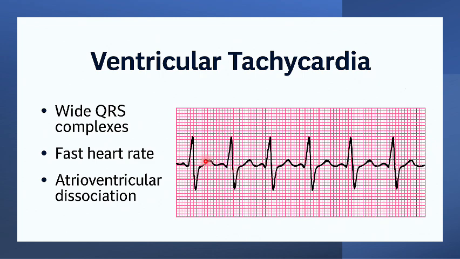And this is what the rhythm strip would look like. You have a wide QRS complex, you have a fast heart rate, and then there is atrioventricular dissociation.